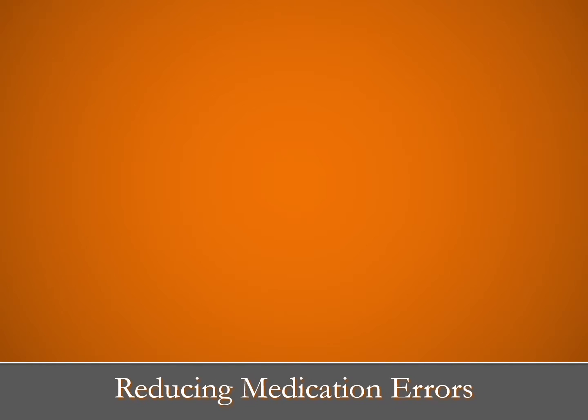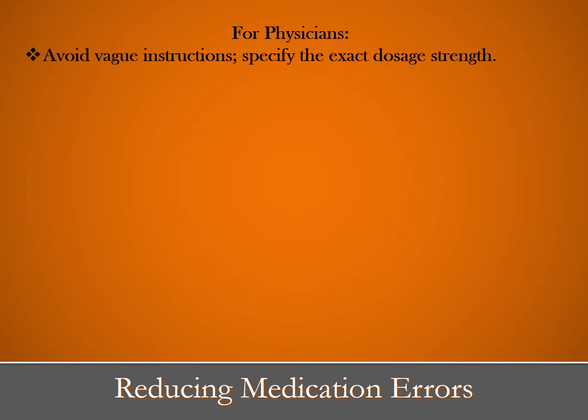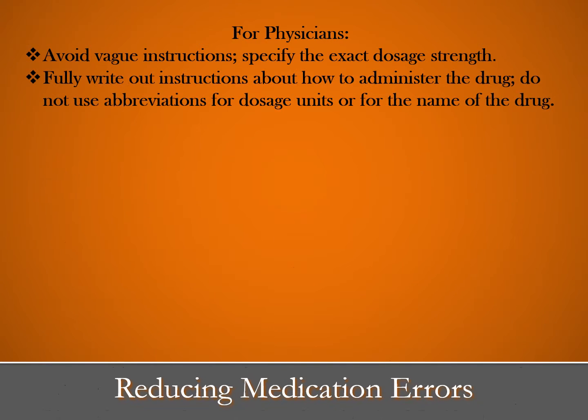So how do we reduce these medication errors? On the physician side, you have to avoid vague instructions. Specify the exact dosage strength that you want the patient to have. If a patient needs to take a low dose aspirin, which is about 81 milligrams, don't give vague instructions. They may think they have to take regular aspirin every day. Fully write out instructions about how to administer the drug. Do not use abbreviations for dosage units or for the name of the drug.